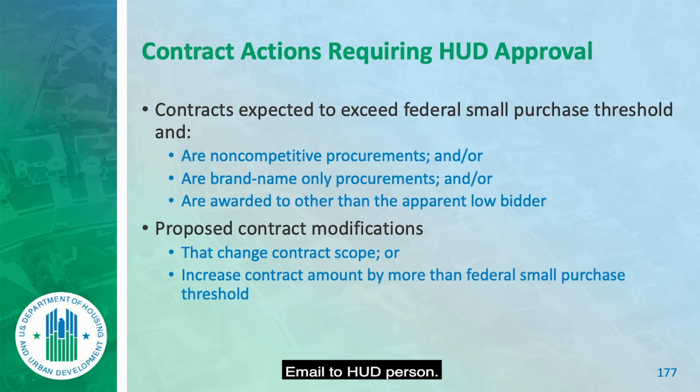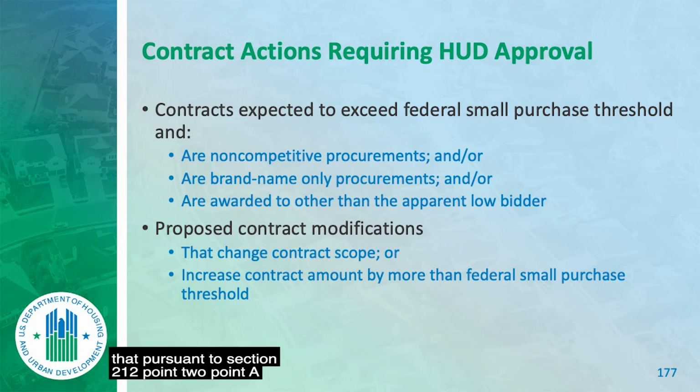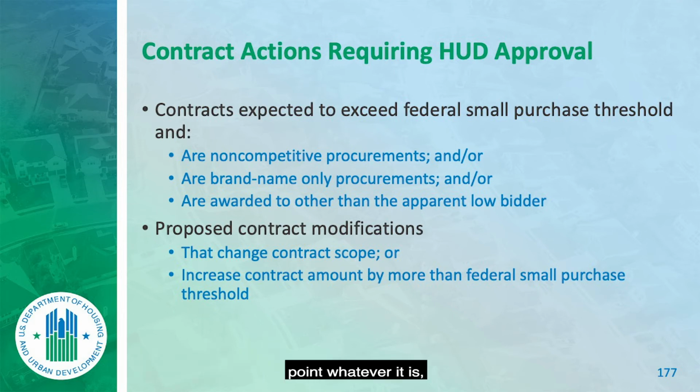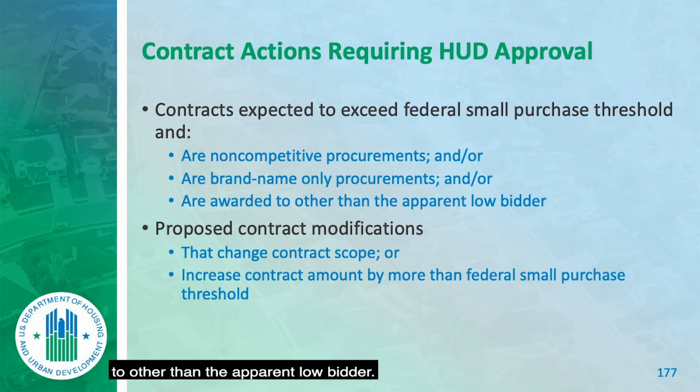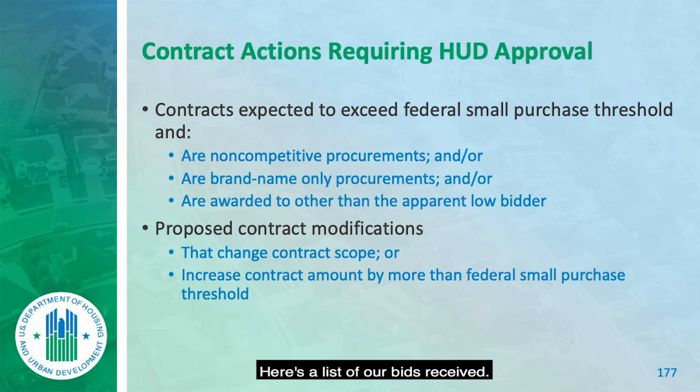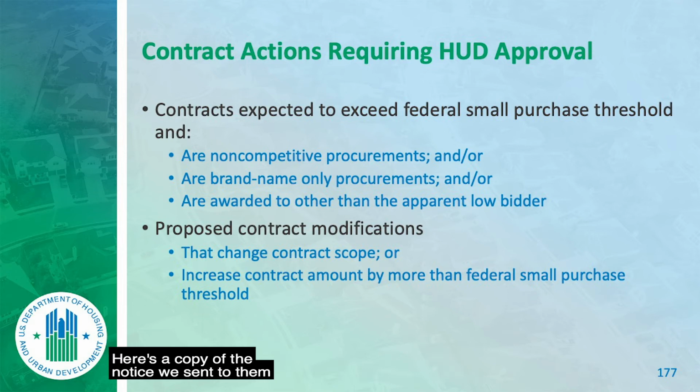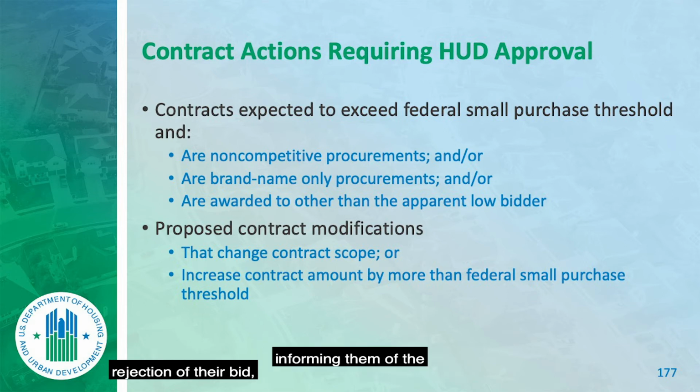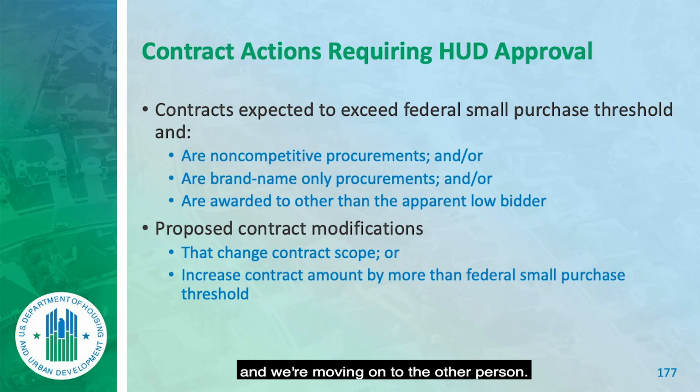Email to HUD person. The purpose of this correspondence is to inform you that pursuant to section 212.2.A, whatever it is, we are notifying you that we are proceeding with an award to other than the apparent low bidder. Here's a list of our bids received. This low bid did not include a bid bond. Here's a copy of the notice we sent to them informing them of the rejection of their bid, and we're moving on to the other person.